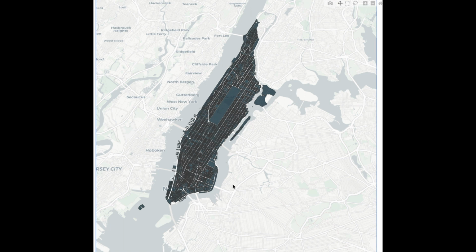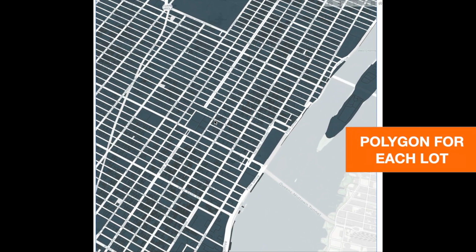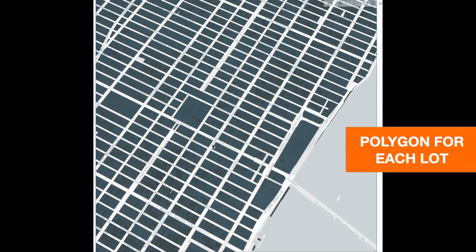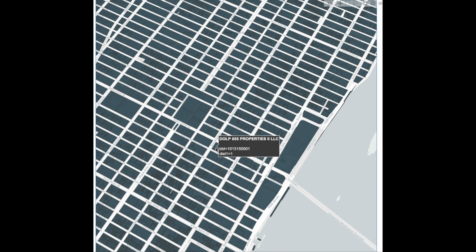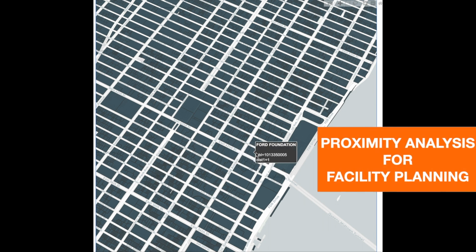Let us now move to the topic of proximity analysis, and this time we will focus on Manhattan. Manhattan is divided into lots, and what you see on the screen here is the polygon definition for each and every lot. To rent or build a facility in Manhattan is pretty expensive and can cost millions of dollars even for a very small piece of land. So here we will use proximity analysis to help us in facility planning.